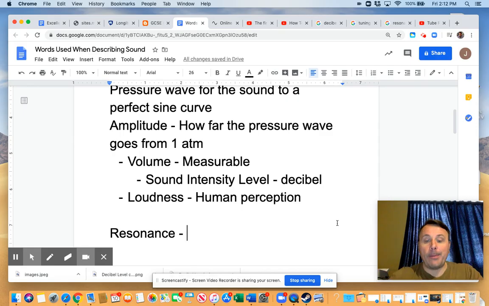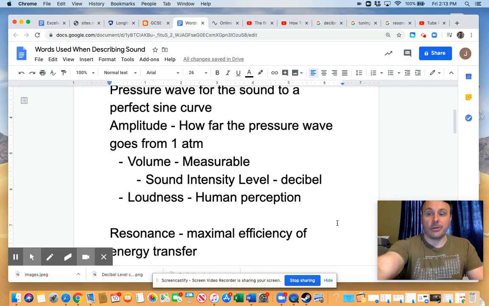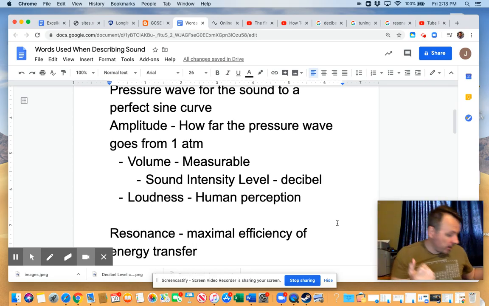Well, hopefully you remember that resonance was a situation of maximal efficiency of energy transfer. There are just certain systems where they transfer energy to and from more efficiently. And so things would sound louder if you have that situation of maximally efficient energy transfer. So I think I'm going to try and demonstrate that now.